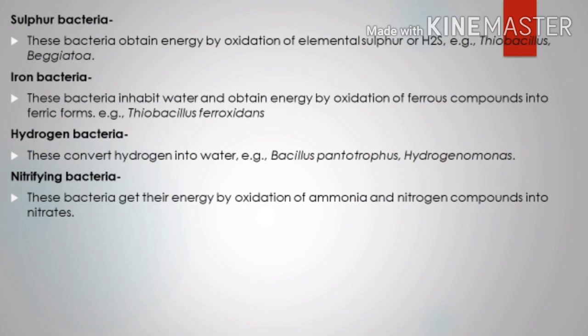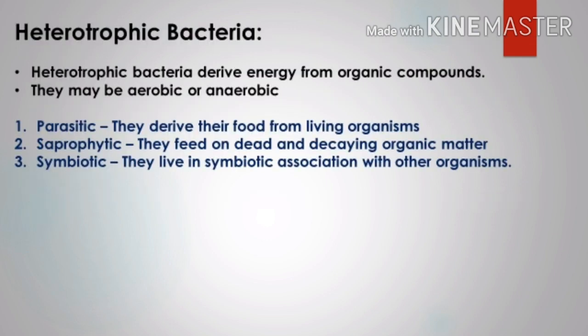These bacteria get their energy by oxidation of ammonia and nitrogen compounds into nitrates. Such nitrifying bacteria are very beneficial for trees, as they do nitrogen fixation. So this was about the autotrophic bacteria. Now we will discuss the heterotrophic bacteria. Heterotrophic bacteria derive their energy from organic compounds. They may be aerobic or anaerobic, and they may be parasitic, saprophytic or symbiotic.